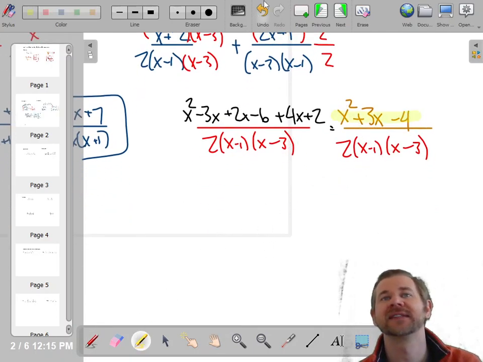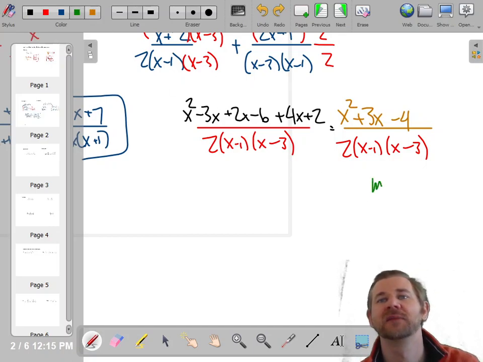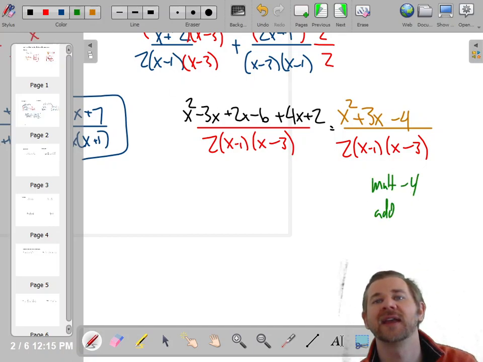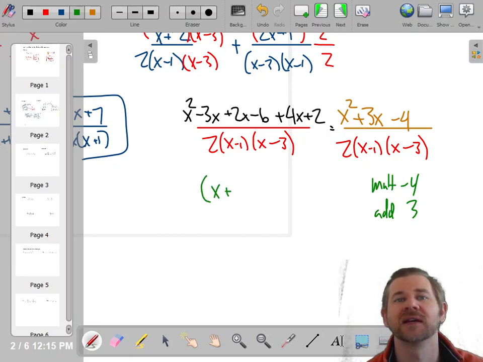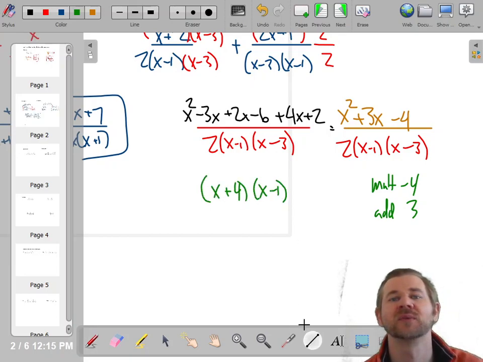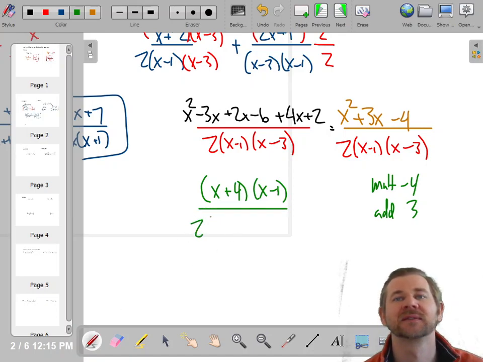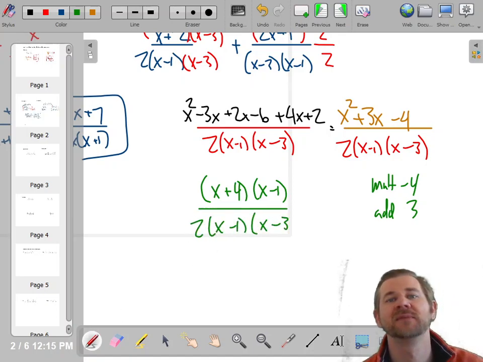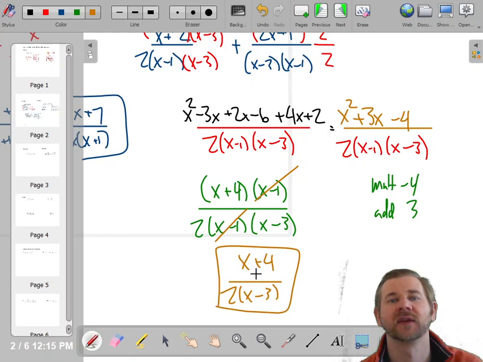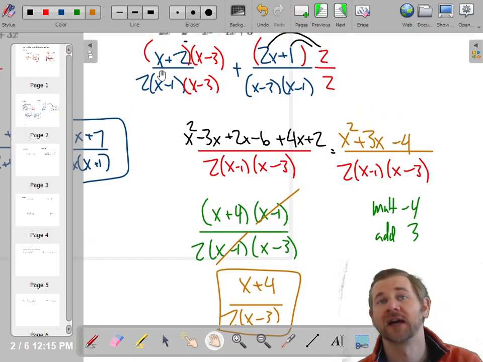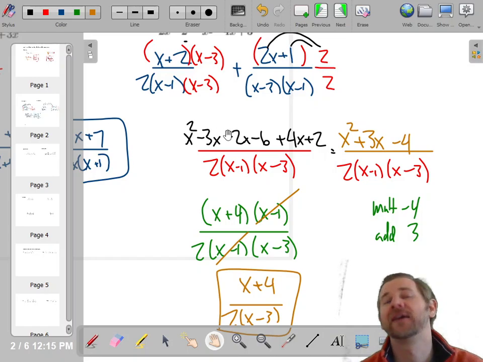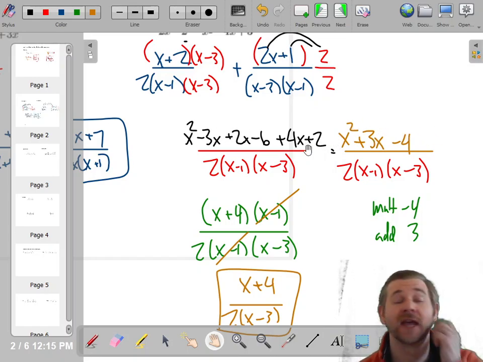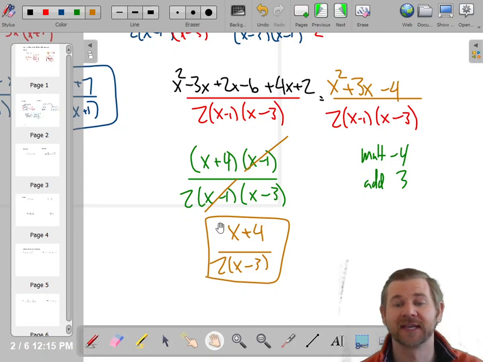So now we need to look and say, is that factorable? Does anything multiply to negative 4 and add to positive 3? And the answer is yes. X plus 4, x minus 1. Now watch what happens. Sometimes these problems just keep going, and this is one of those. See how x minus 1 can now cancel out? So you have x plus 4 over 2 times x minus 3. There you go. So in this problem, you get a common denominator, and then after you combine like terms, you get something that is factorable, and you can keep going. And in this problem, something actually did cancel out.